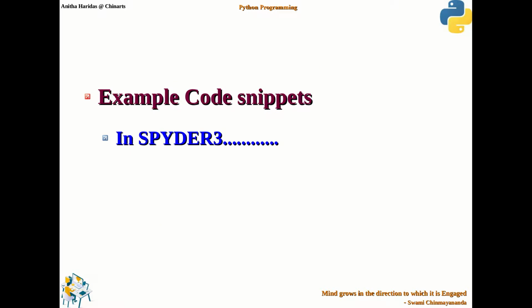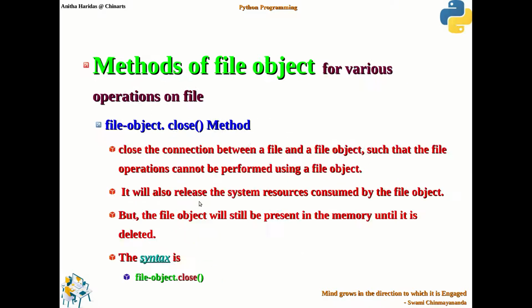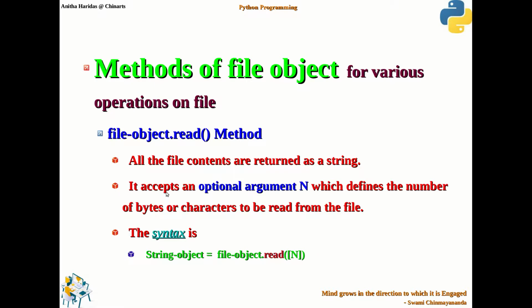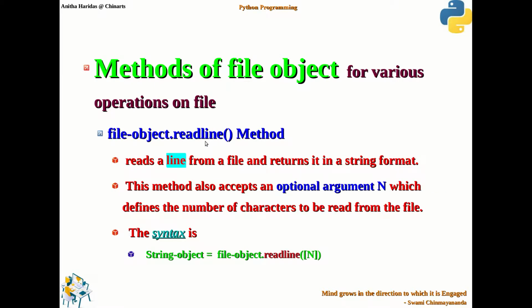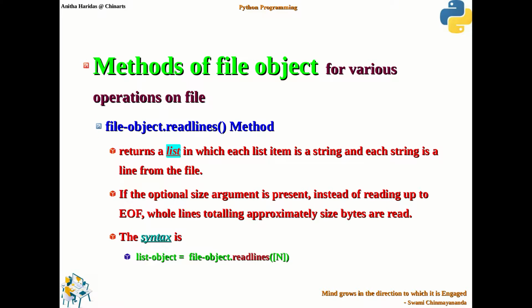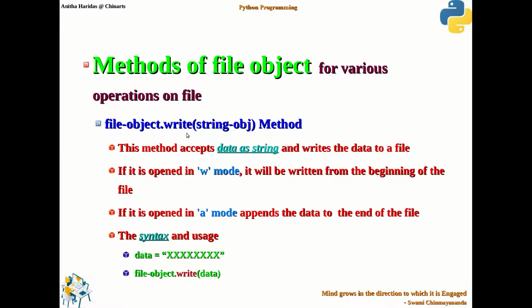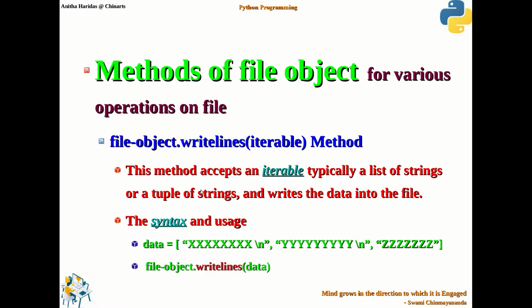Now let us get into the code snippets that we are going to have as a demo for all these methods. So what are the methods we discussed? We had already seen how to open a file. We had seen some of the attributes and the read method, readline method, readlines method. All these things we'll be discussing now in the demo. Apart from that, closing the file, then how do you write the data into the file using the write method and the writelines method.